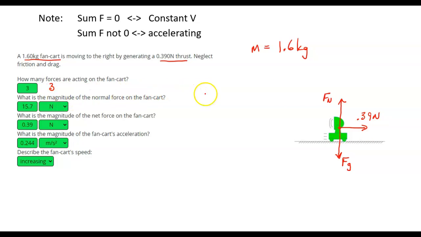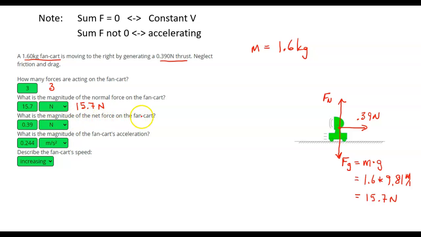All right, what is the magnitude of the normal force? Well, the normal force is equal and opposite to the force of gravity. Well, what is the force of gravity? The force of gravity is mass times the acceleration of gravity. Okay, so our mass is 1.6 and the acceleration of gravity is 9.81 meters per second squared. And that is going to equal, when we put it into a calculator, 15.7 newtons. Okay, so we come over here and we put 15.7 newtons. That is our force of gravity, which is also equal to our normal force.